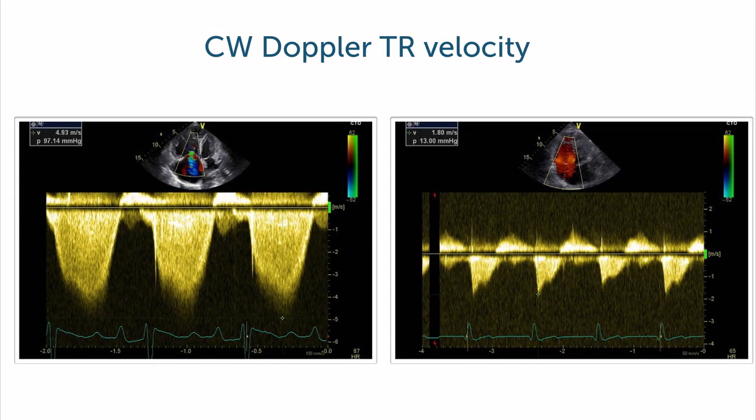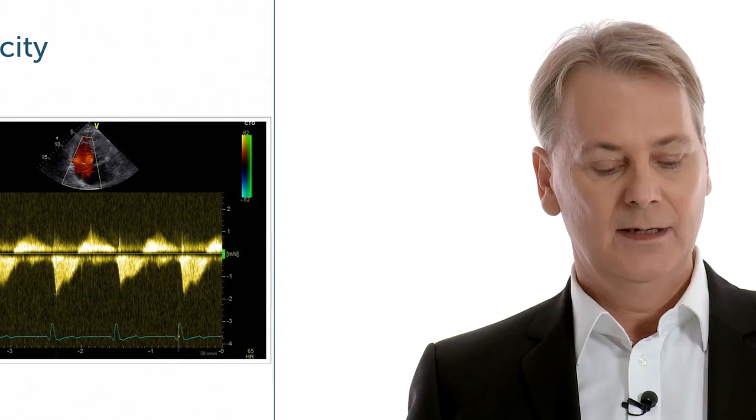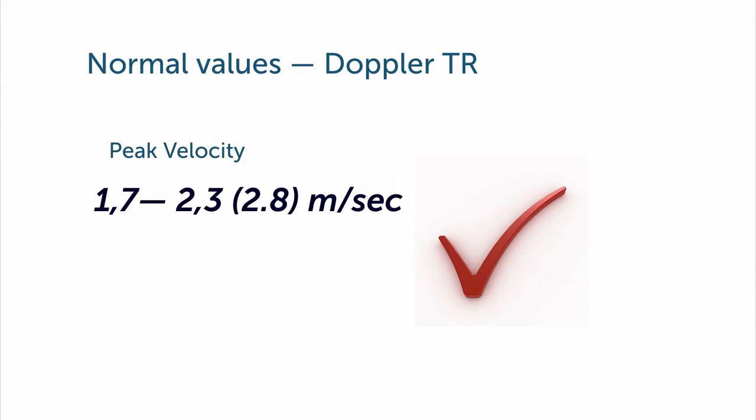Aside from the maximum velocity of the spectrum, it's equally important to look at the shape. Here's an example of a patient who has a more triangular shape of the TR spectrum. This usually denotes that tricuspid regurgitation is very severe.